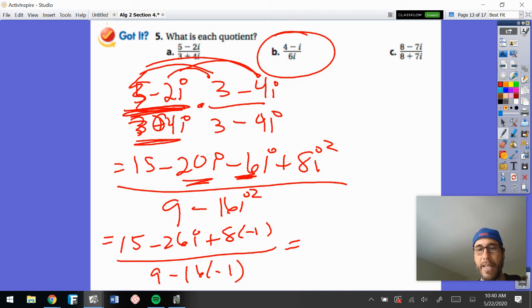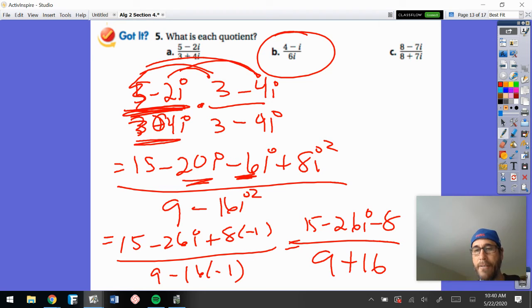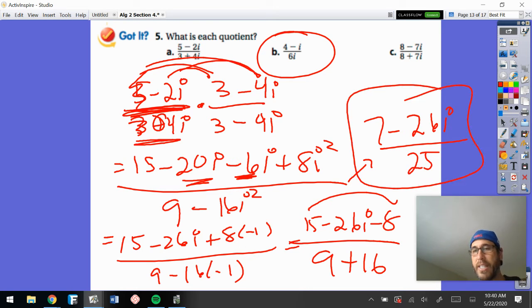So on the top, I get 15 minus 26i minus 8 all over 9 plus 16. Combine those guys, 7 minus 26i all over 25. Does 25 have something that can go into 7 and 26? No, so it's donezo. That's the last one we're doing.